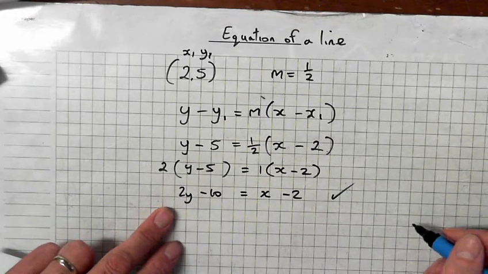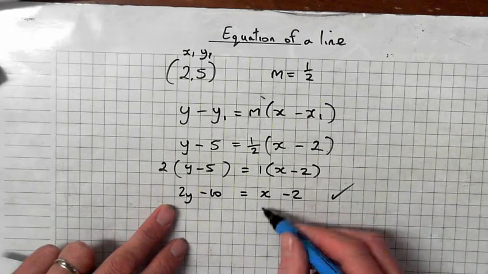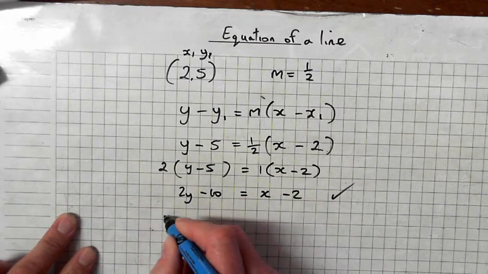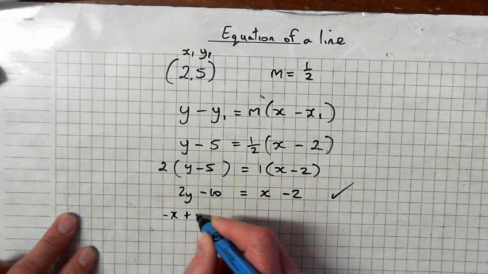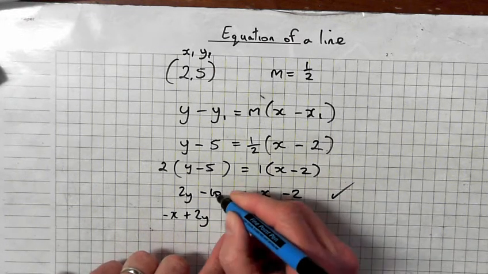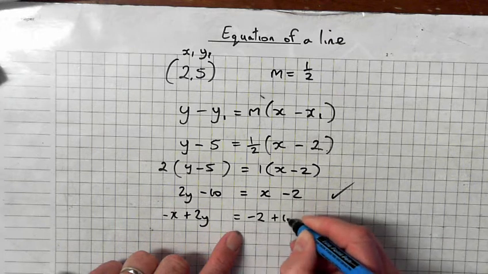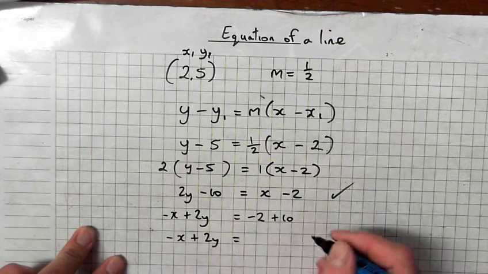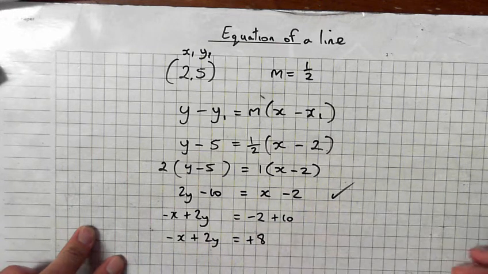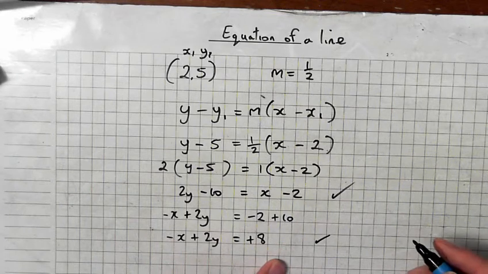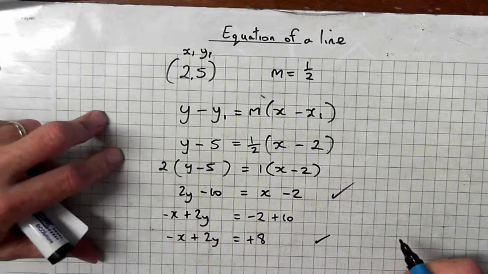Or generally what people do is they move the x and the y to the left. So if you move the x over here, it becomes minus x plus 2y. And over here you've got minus 2, and we'll bring the minus 10 across, plus 10. Minus x plus 2y is equal to plus 8. That's just tidied up with the x and y on the left and the 8 there. Just one other one.